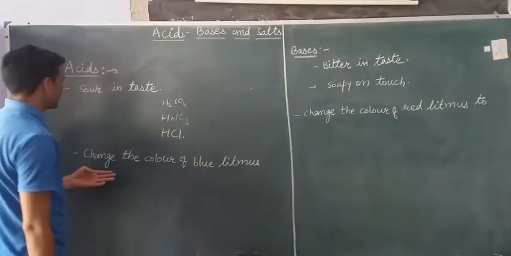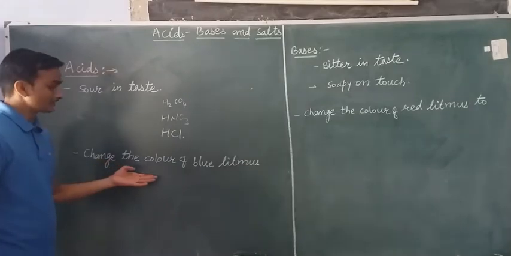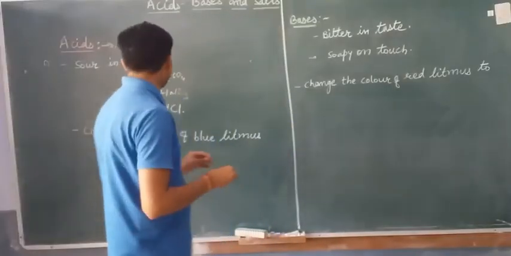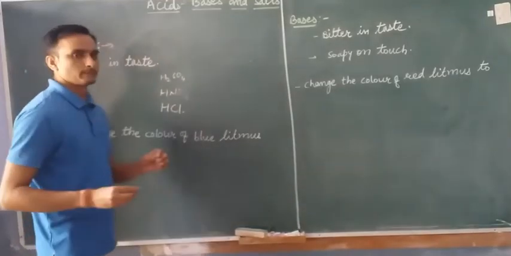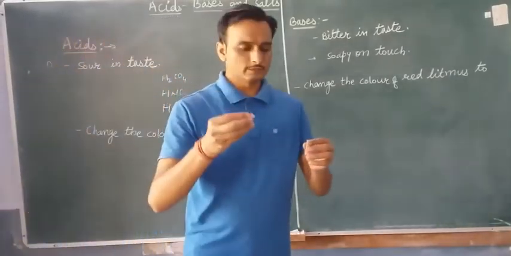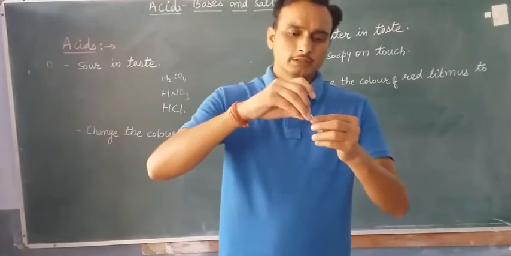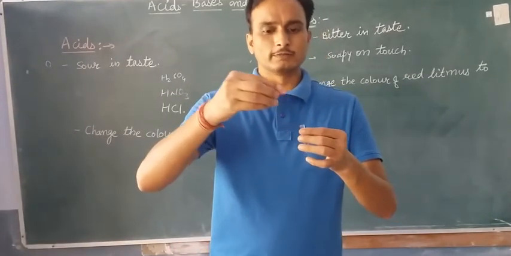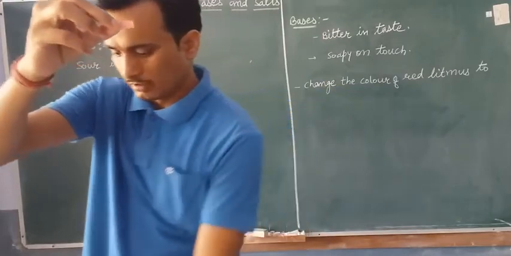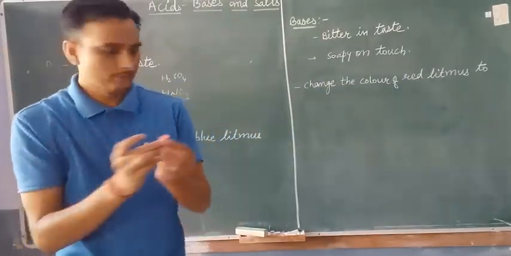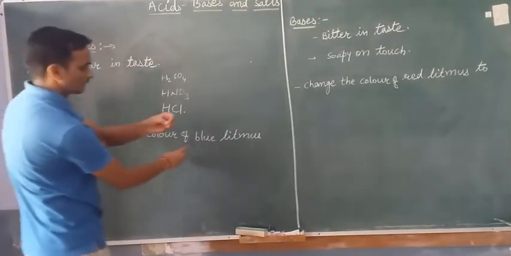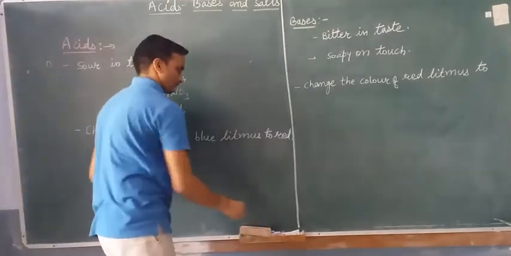Now, we will study the effect of acid on blue litmus paper. We will take a blue litmus paper. We will dip the blue litmus paper in an acidic solution. Now, the blue litmus changes to red. Therefore, we can say that acids change blue litmus to red.